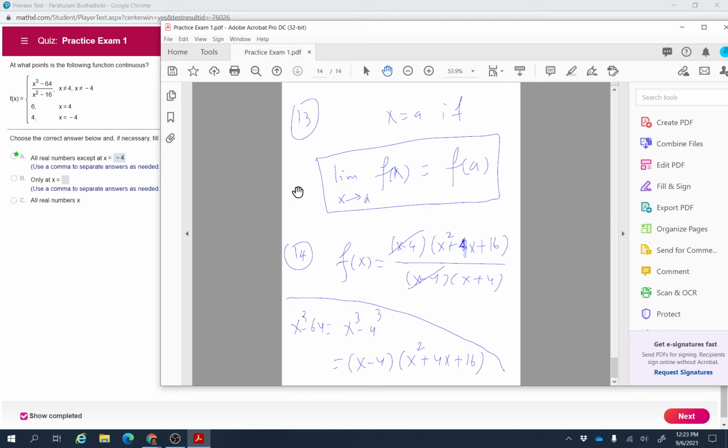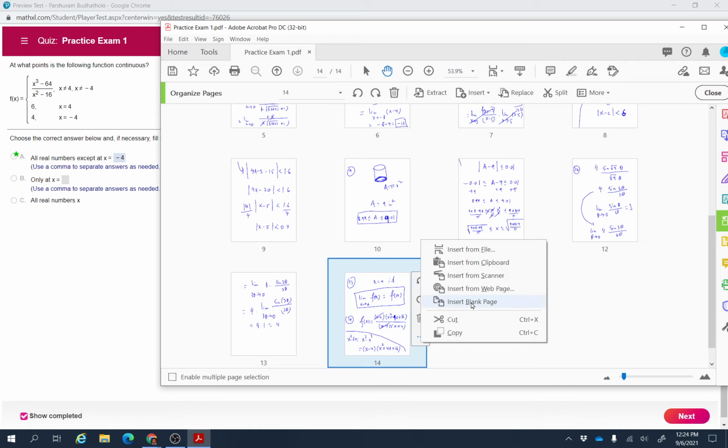So now this is the most simplified form. As you can see, when x approaches +4, there will be no problem here. When x approaches +4, we can find the limit, which is 4 squared plus 16 plus 16. That limit should be the value of the function. So when x approaches 4, we can find the limit.